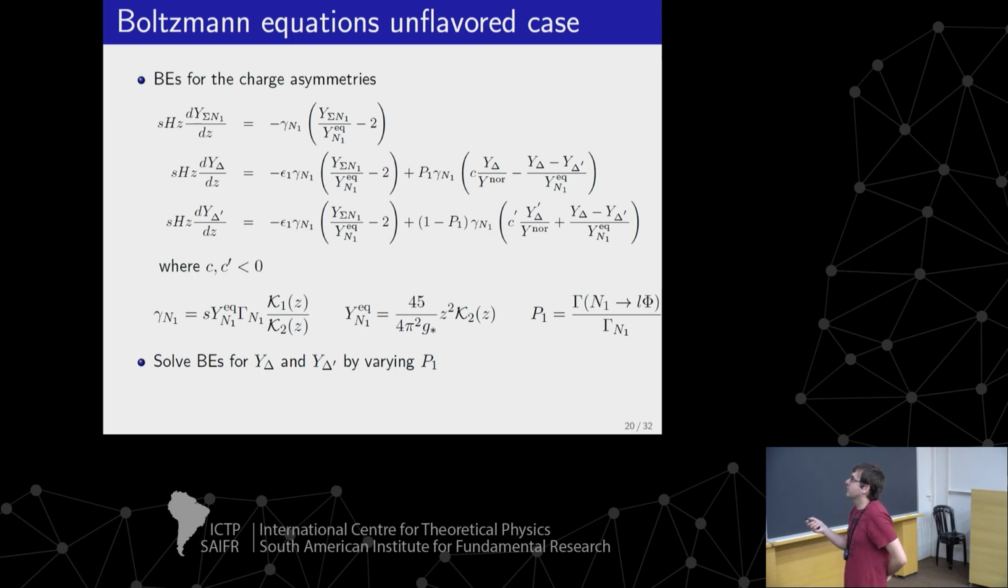we have some freedom in fixing epsilon 1, P1, and also this K1, basically gamma N over H, at the mass of N1. And so we solve this equation by varying P1, because if P1 is equal to 1/2, and also C equals C prime, then we are in the Z2 symmetric case. So exactly this. And then this Y delta will be equal to Y delta prime along the flow at each time. Otherwise, only at the end, when all this N decays.